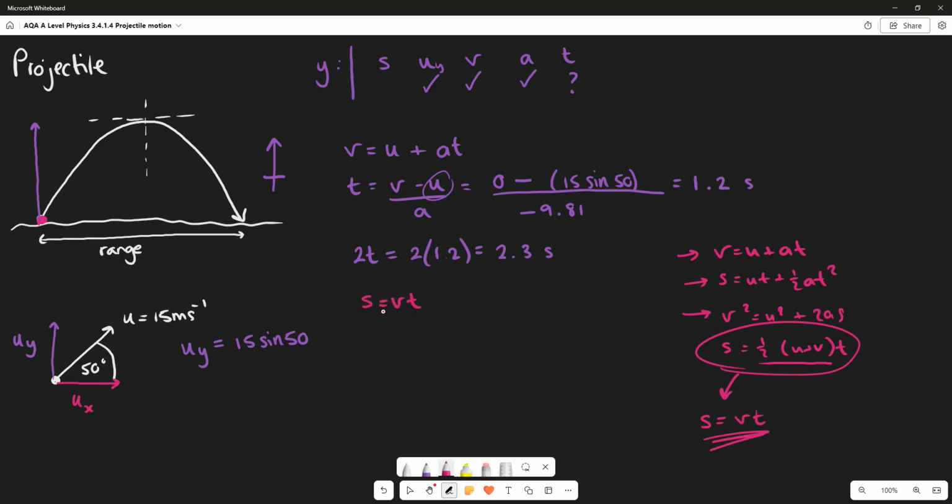The range is equal to the velocity travelled multiplied by the time it took to travel. So we do need to resolve this into that component. So the velocity is 15 cos 50, and the time was the number that is still stored in our calculators, to the nearest meter. And there's our answer.